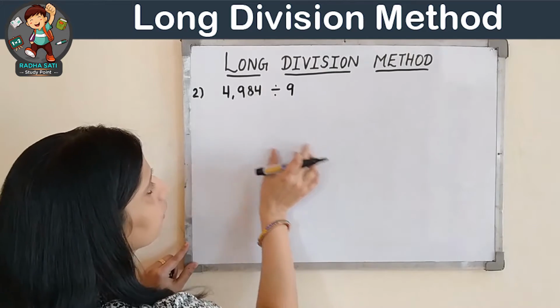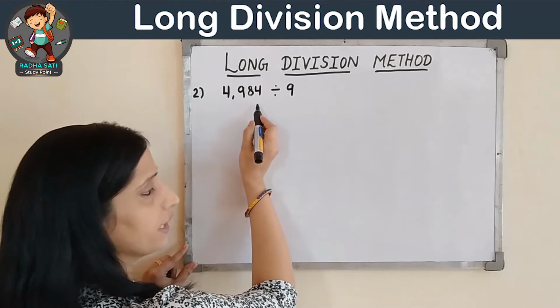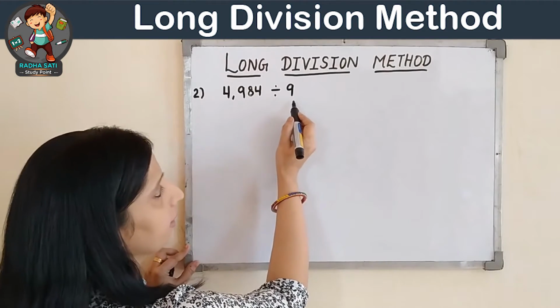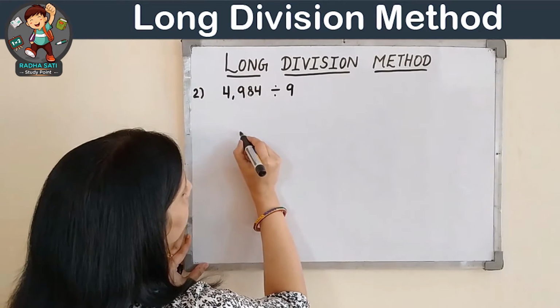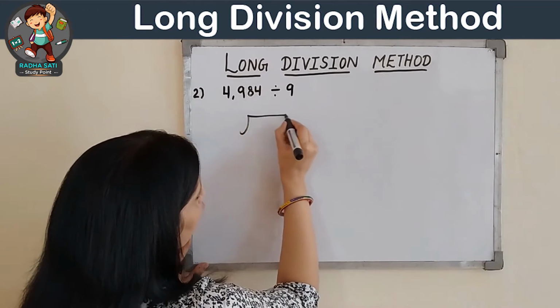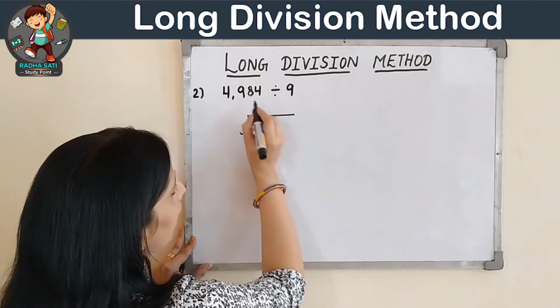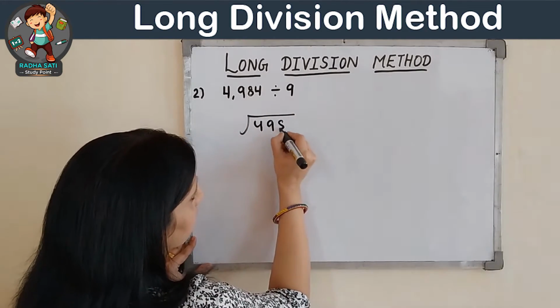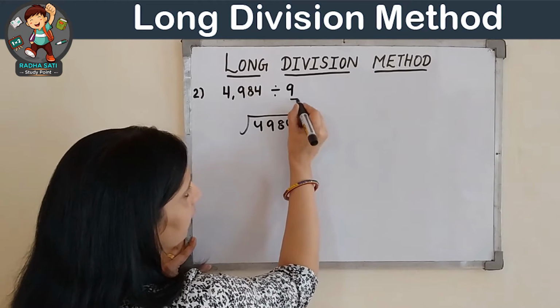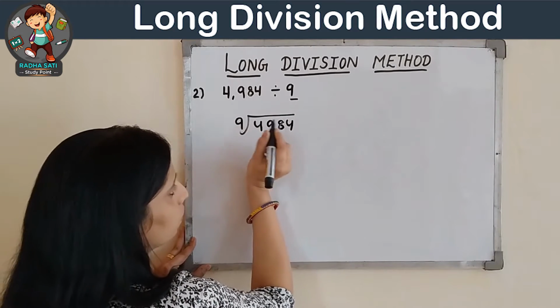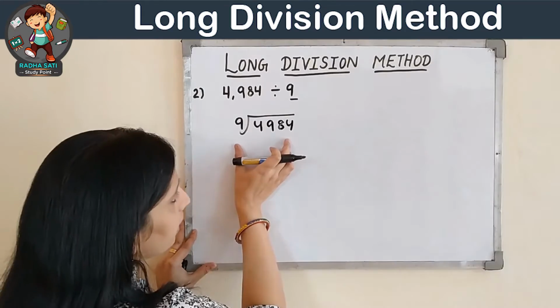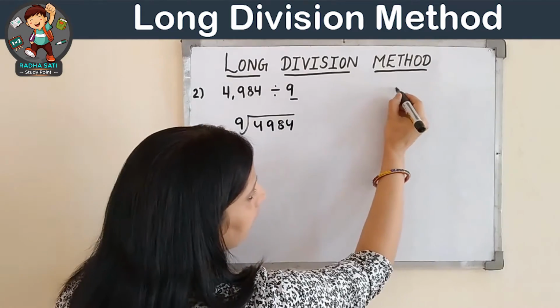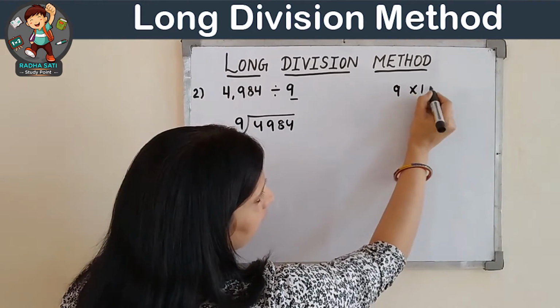The question here is 4984 divided by 9. So again first we will make this format. Okay. And we will write the dividend inside. This means this number inside and this divisor outside. Okay. For doing this question, we must know the table of 9. So I am writing the table of 9.